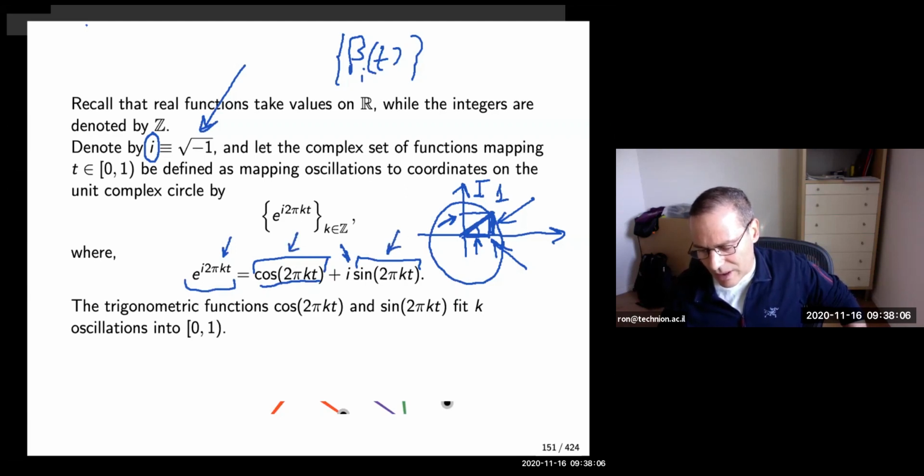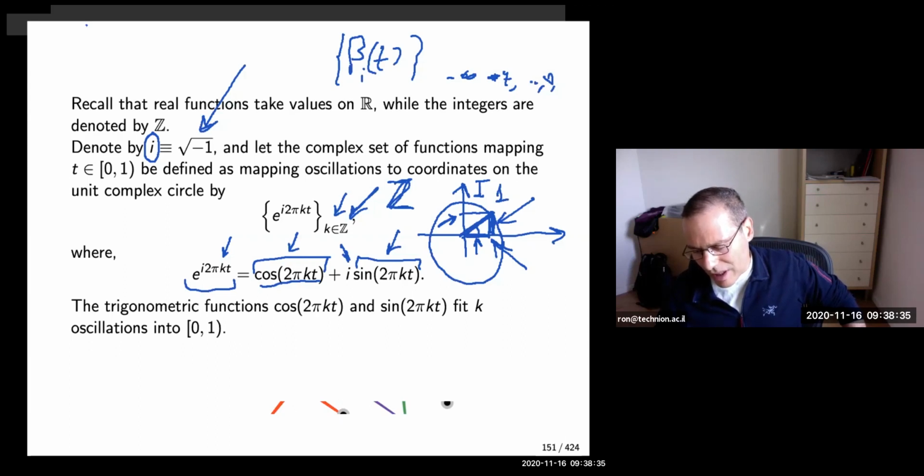Now, k belongs to the integers. This Z defines the integers. Okay, so if I'm writing capital Z like that, it would be minus infinity, plus seven and minus seven, until zero, as well as the rest of them. So k would be all the integer numbers.